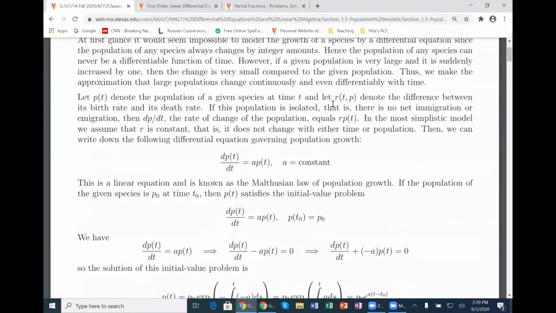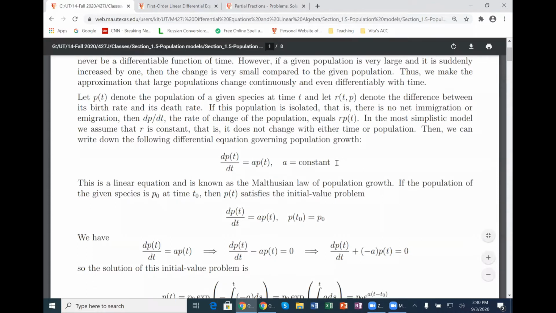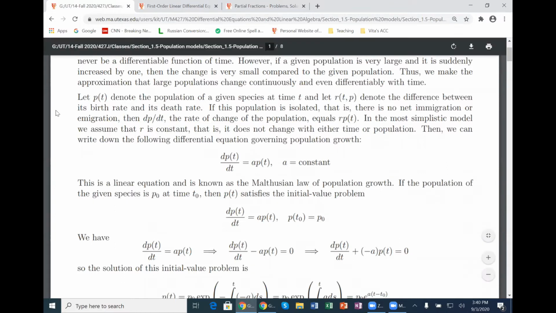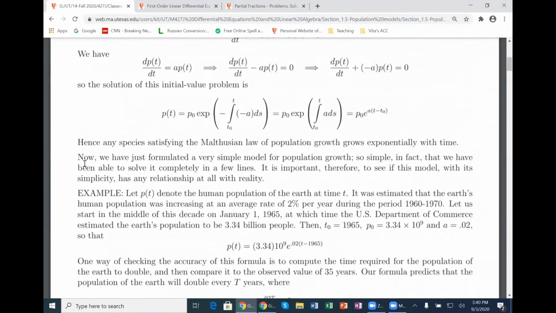Correct. Yes, so here it says, let us consider the most simplistic model when R of t, P is a constant. Let us denote this constant by A. That's it. So this is a very simplistic model. This function of two variables is a constant function. Okay, thank you. Now let us discuss an example.